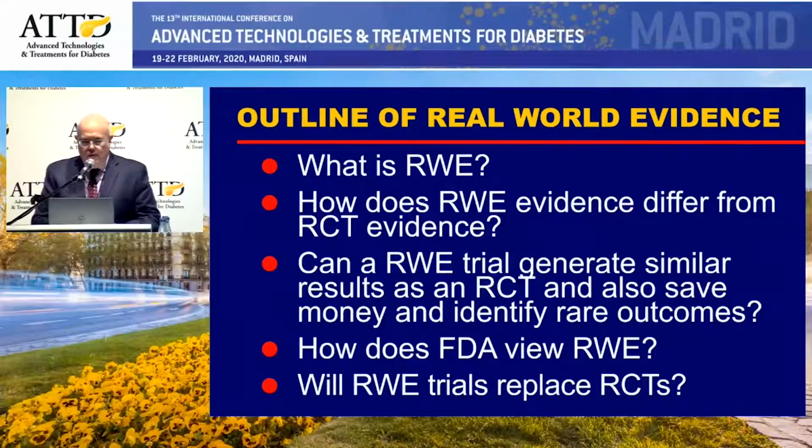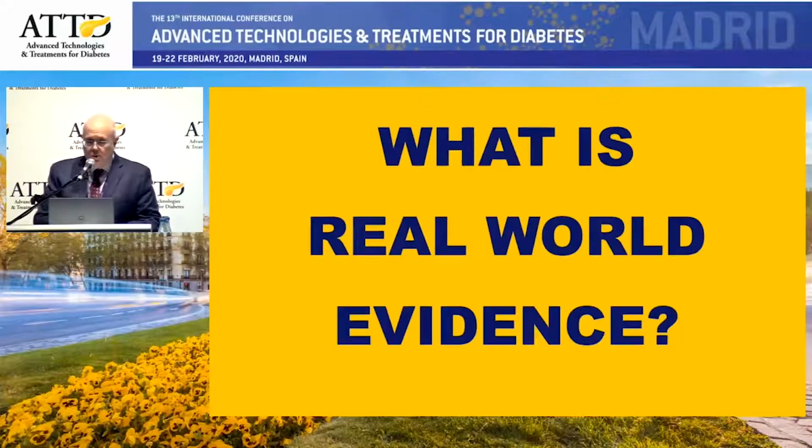This outline shows 5 topics that I will be addressing today. First, what is real-world evidence? Second, how does real-world evidence differ from randomized controlled trial evidence? Third, can a real-world evidence trial generate similar results as a randomized controlled trial and therefore also save money and identify rare outcomes? Fourth, how does the U.S. FDA view real-world evidence? Finally, will real-world evidence trials replace randomized controlled trials?